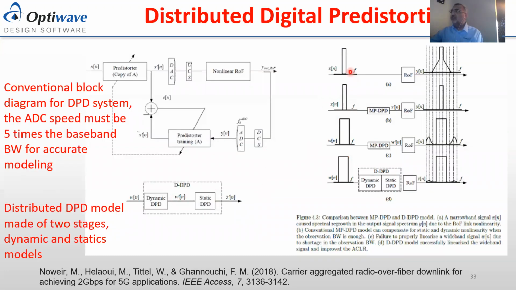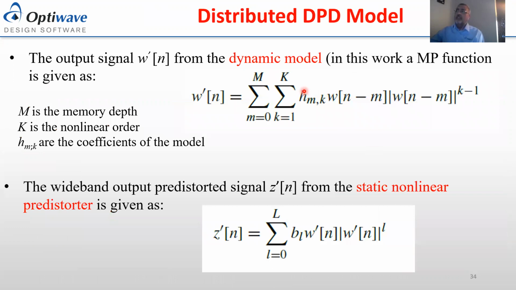As you can see, once the bandwidth of this signal exceeds about 1/5 of the sampling rate of the digital to analog converter, then the problem is there would be leakage happening to the next subcarriers. So even the regular memory polynomial model is not working properly. Once you use the distributed digital predistortion, you can suppress the leakage here. The distributed digital predistortion model combines a dynamic model and a static nonlinear predistorter.